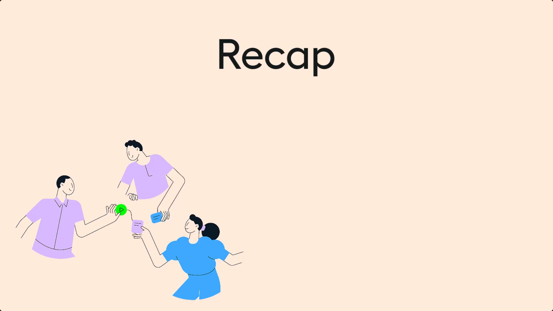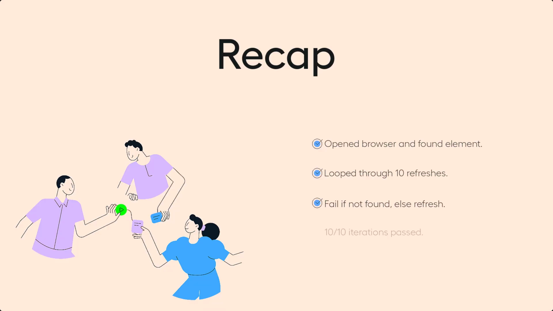Now, let's quickly recap the flow we followed to build the automation scenario. We started by launching the browser and capturing the target element using the Find Web Element block. Next, we added a loop block to check for consistency over 10 refresh cycles. Inside the loop, we either refresh the page using the Navigate Web block or fail the test if the element isn't found. Once all iterations succeeded, we marked the flow as passed.